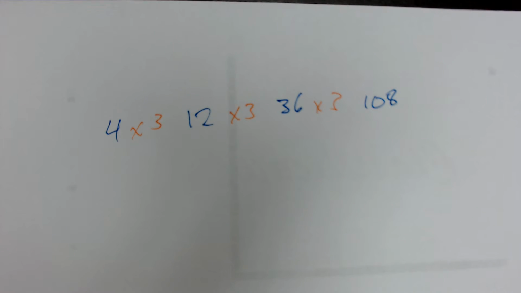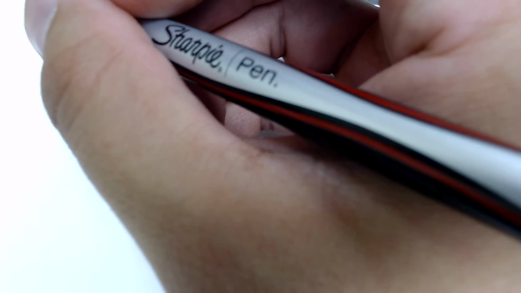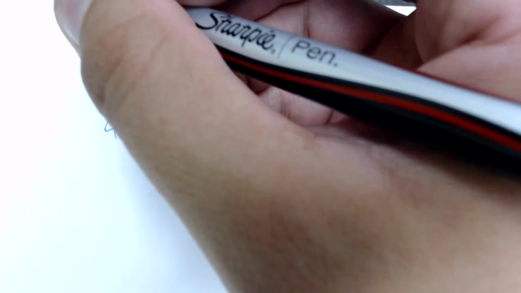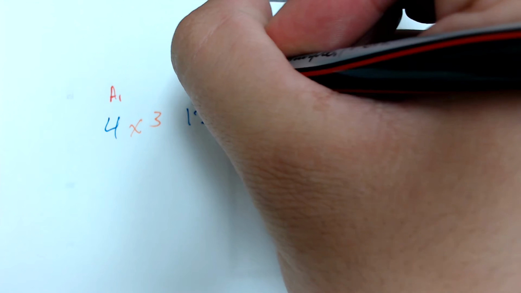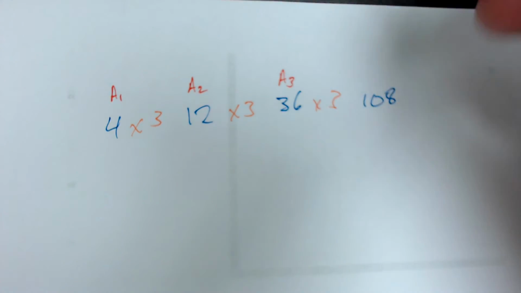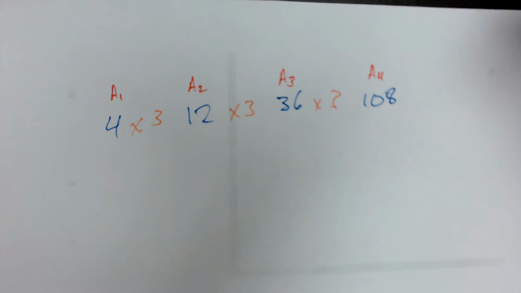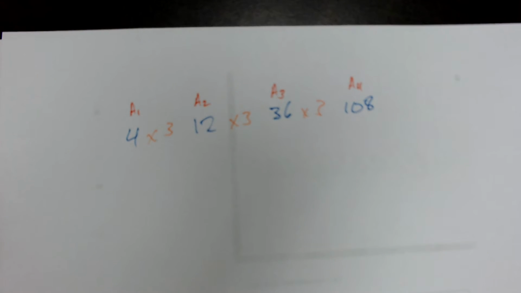In this sequence, 4 would be term 1. This book uses the notation A. So 4 would be A sub 1, 12 would be A sub 2, 36 would be A sub 3, and 108 would be A sub 4. So that's our geometric progression. I feel like my camera keeps going in and out of focus.